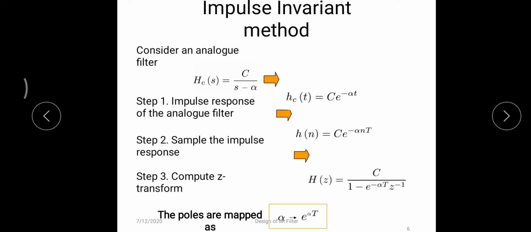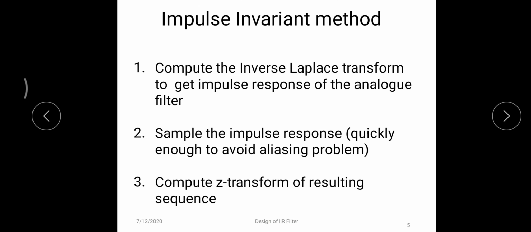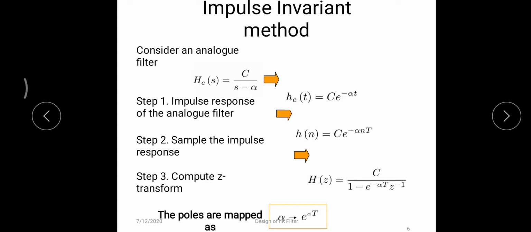So let us consider a transfer function H of s equal to C divided by s minus alpha. The first step is to compute the inverse Laplace transform to get the impulse response. We have H of s here. Just do the inverse Laplace to get the analog impulse response. The inverse Laplace transform of 1 divided by s minus alpha is nothing but e to the power of alpha t. So the impulse response of the analog system is C into e power alpha t.